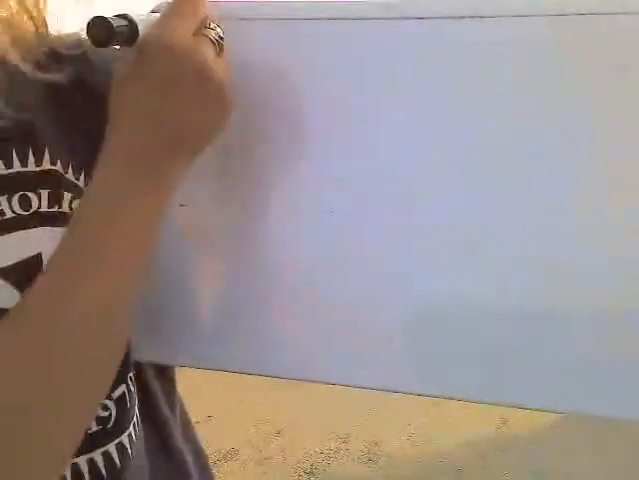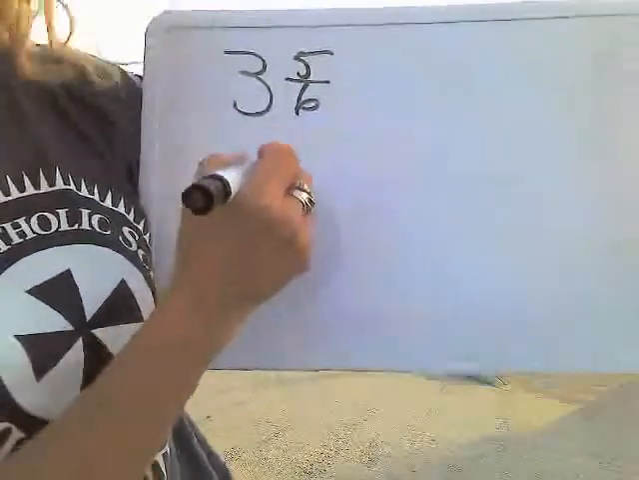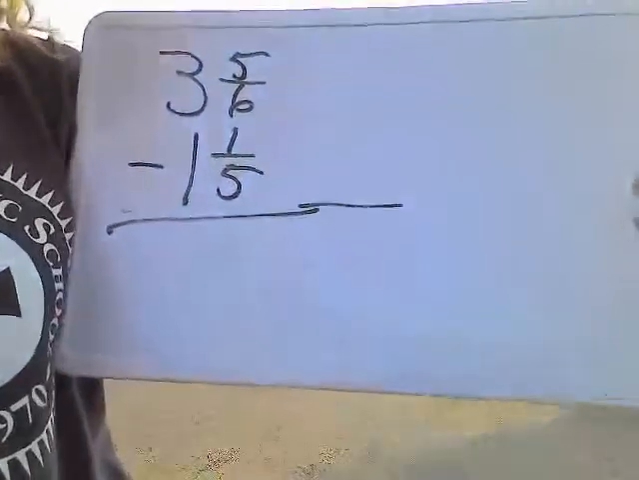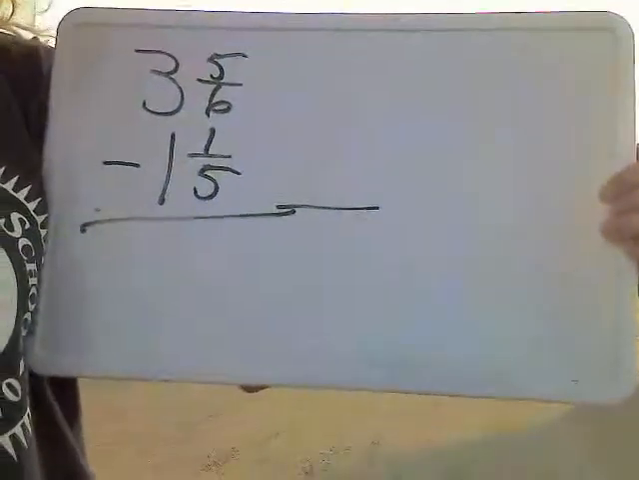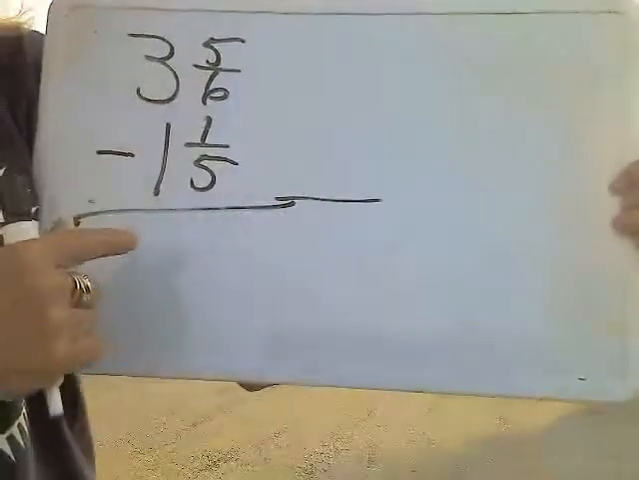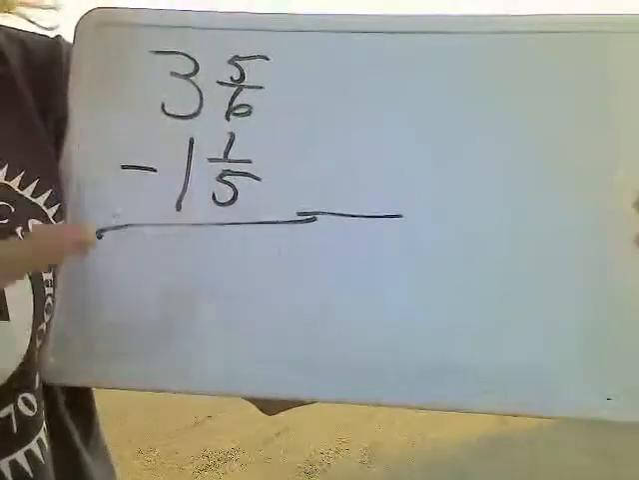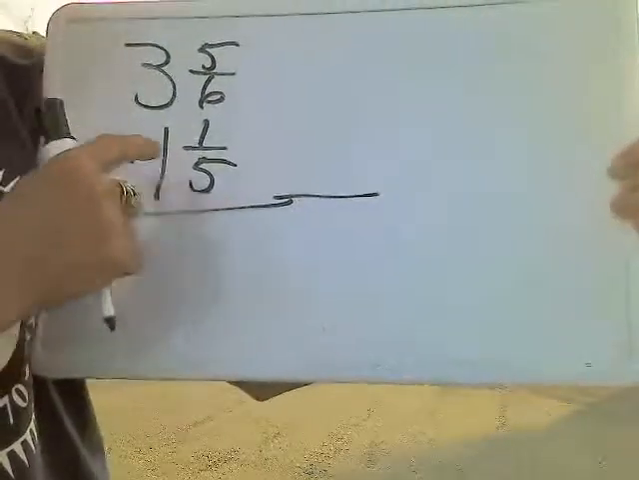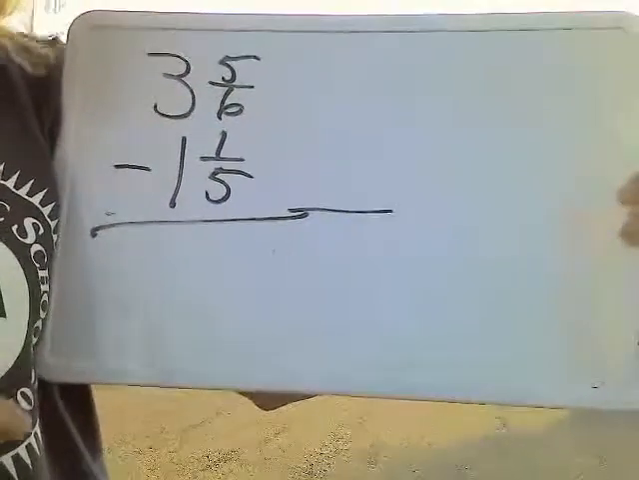What if you don't have that? What if you have something like this? 3 5/6 minus 1 1/5. I do not have common denominators. I have to get one. Number one, can the smaller one divide into the larger one evenly? No, it cannot. So when that happens, I look at them and I say, look, 5 is a prime number. Do you remember what a prime number is? A prime number only has 2 factors. That means there's only 2 numbers that will divide evenly into that number, and it's only one and itself. So 5, 13, 17, those are all prime numbers.